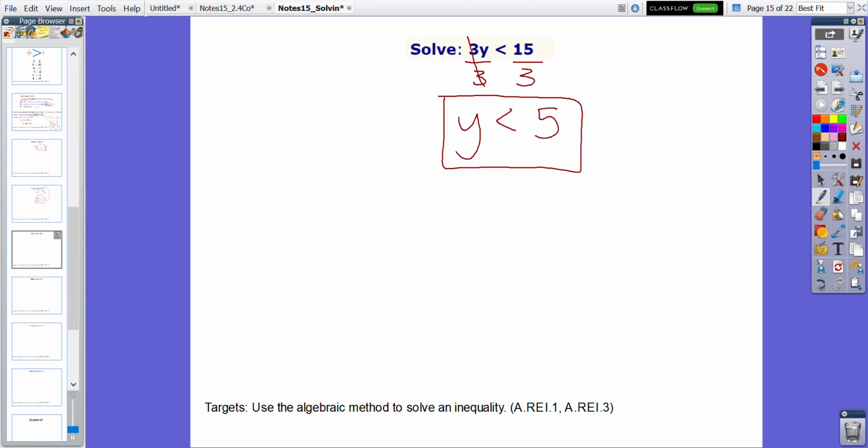So for instance, if I pick a value of y that's less than 5, let's say 4. 3 times 4 less than 15. Well, 3 times 4 is 12. 12 is definitely less than 15.